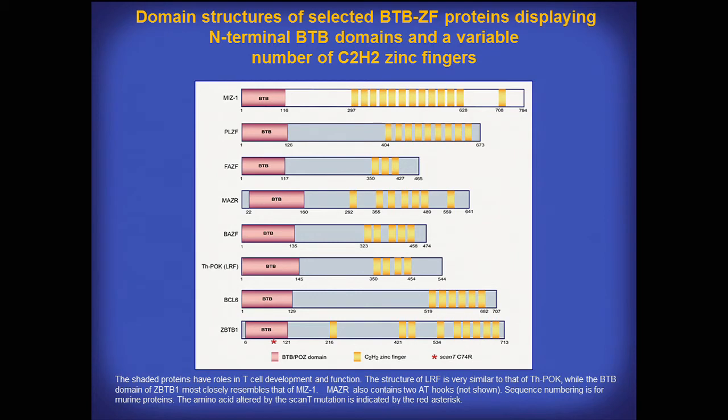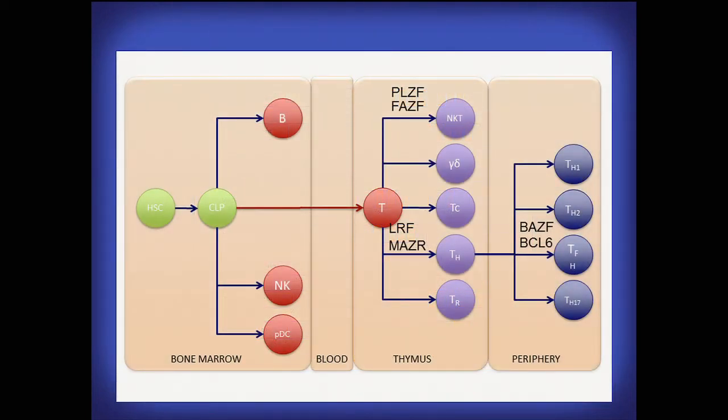The ontogeny of these proteins in the immediate close group of the family is shown here, and these are all proteins that have multiple zinc finger motifs as well as the N-terminal BTB motif. And if we look in the tree of ontogeny in the thymus and periphery, we know already of some proteins like LRF and TH-POK, which is its close relative, MAZR, BCL6. All of these proteins are involved in distal elements of the T cell tree.